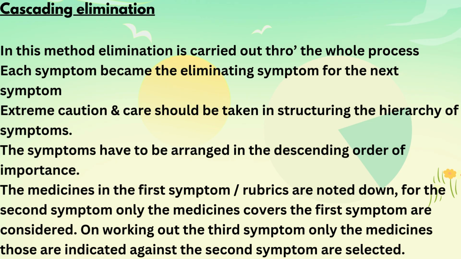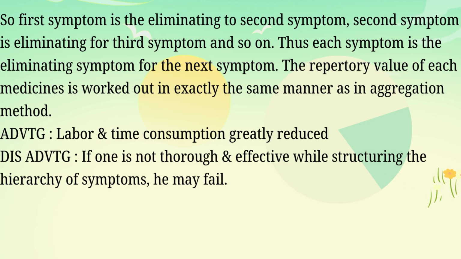On working out the third symptom, only the medicines indicated against the second symptom are selected. So the first symptom is the eliminating symptom for the second, the second symptom is eliminating for the third, and so on. Thus each symptom is the eliminating symptom for the next symptom. The repertory value of each medicine is worked out in exactly the same manner as in the aggregation method. Advantage: labor and time consumption greatly reduced. Disadvantage: if one is not thorough and effective while structuring the hierarchy of symptoms, he may fail.